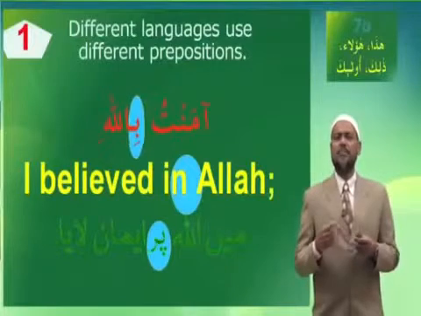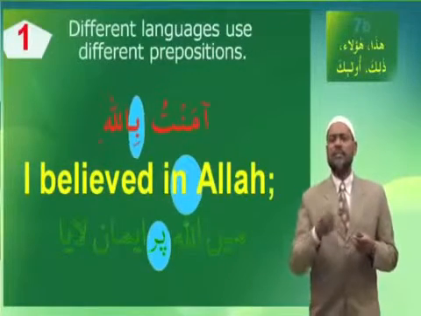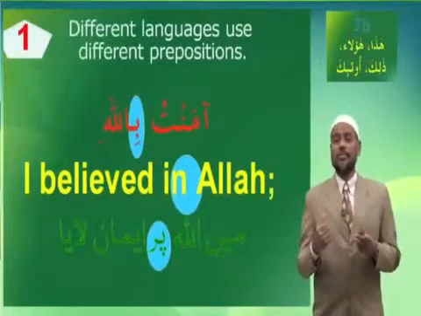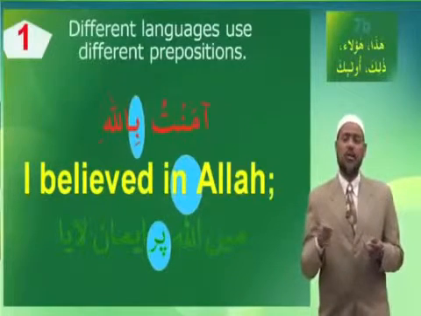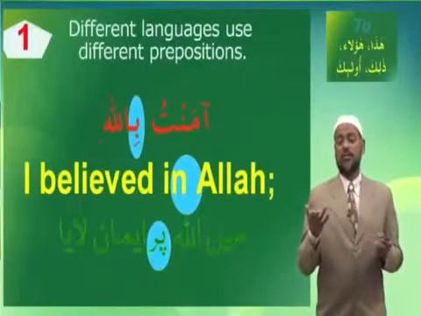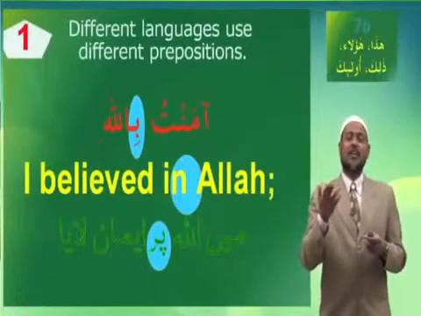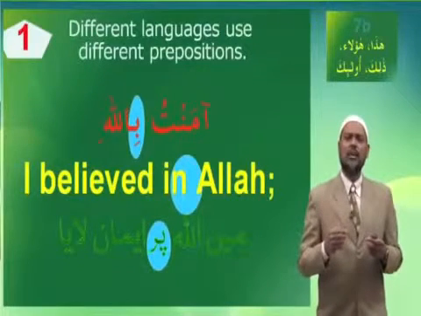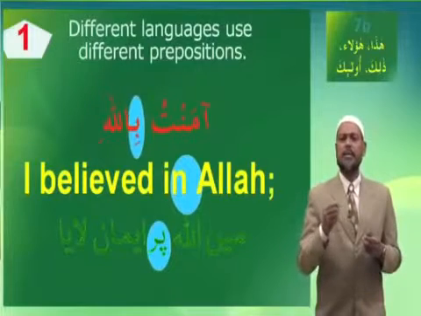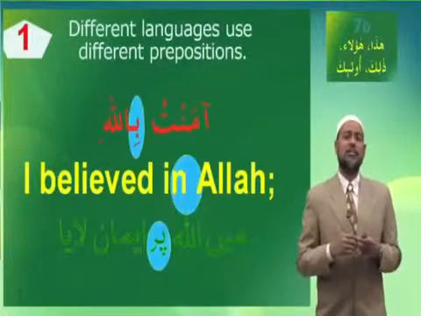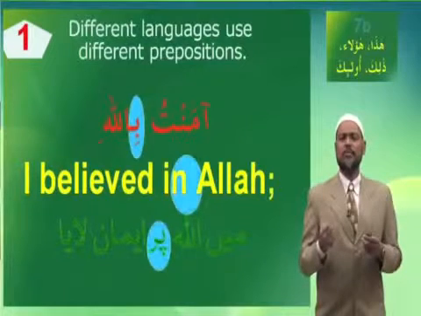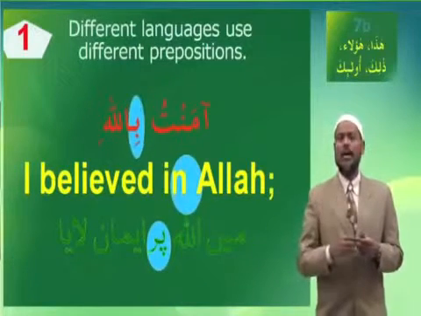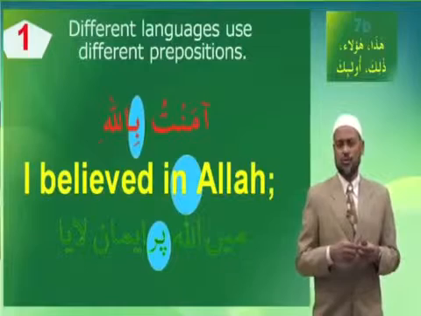For example, if I say amantu billah, I will translate it in English as I believed in Allah, or in Urdu as main Allah par iman laya. Par means on in Urdu, and in means, of course you know in, and bi means in or with. So actually the preposition from one language to another changes depending on the action that you're describing. In English, when you talk of belief, you use in. In Urdu, you use on. And in Arabic, you use bi.